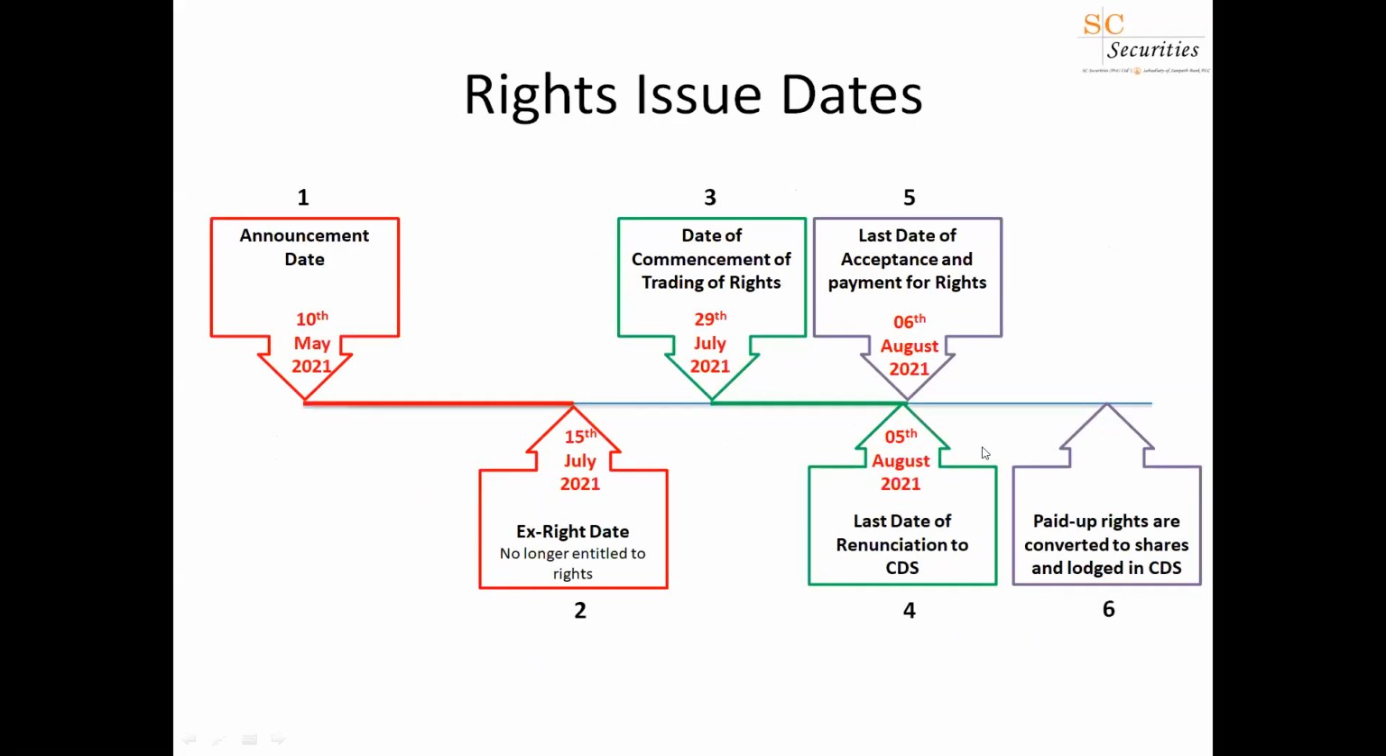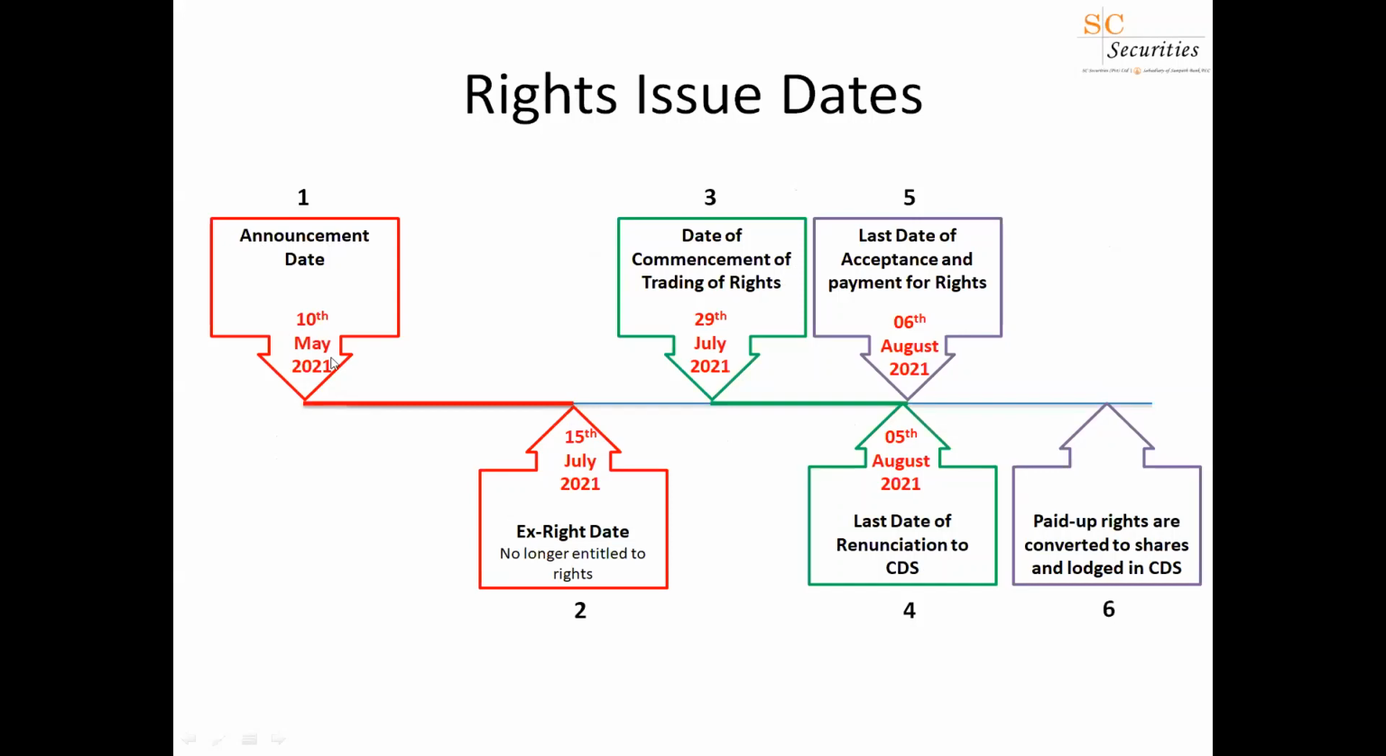Now, it is important to understand how this rights issue process works. There are certain days, it's like a timeline. So you need to have a good understanding of the timeline of a rights issue. The first thing that would happen is that the company would announce the rights issue. So that I would say is the announcement date.